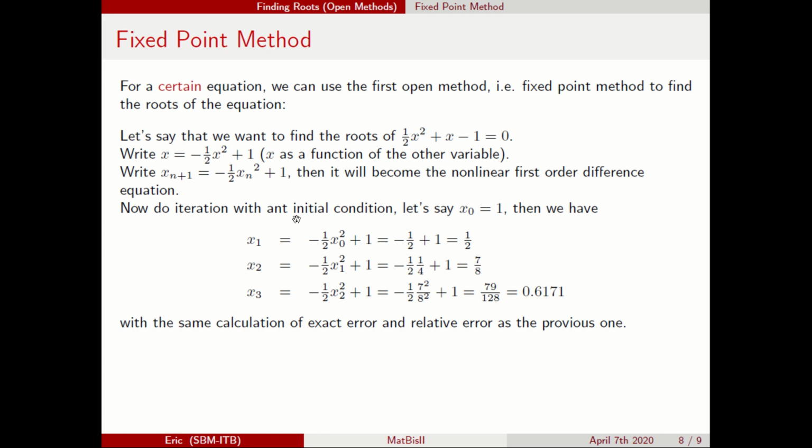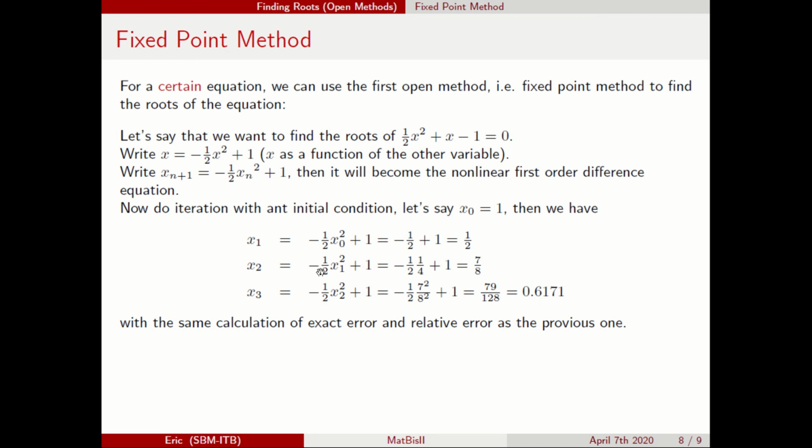Now the iteration, with initial condition, let's say x0 equals 1. Then we have x1 is minus a half x0 squared plus 1, using this formula. X0 is just 1, so you have minus a half times 1 squared plus 1 equals a half. And x2 is 7 over 8, x3 is 0.716171.